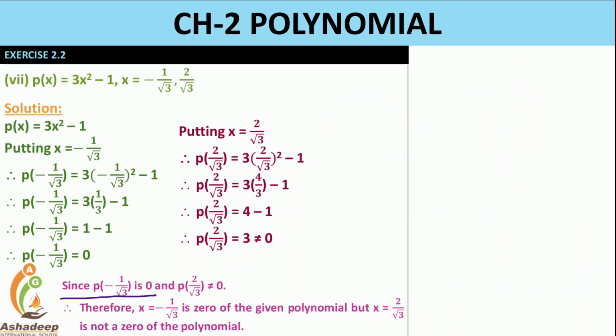So since p of minus 1 upon root 3 is 0 and p of 2 upon root 3 is not equals to 0, therefore x is equals to minus 1 upon root 3 is the 0 of the given polynomial. This is the 0 of the given polynomial, but x is equals to 2 upon root 3 is not the 0 of the given polynomial. Right? If it is equals to 0, then it is a 0, and if it is not equals to 0, then it is not a 0.